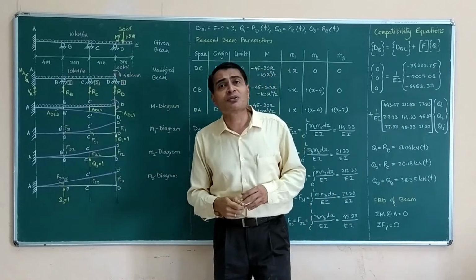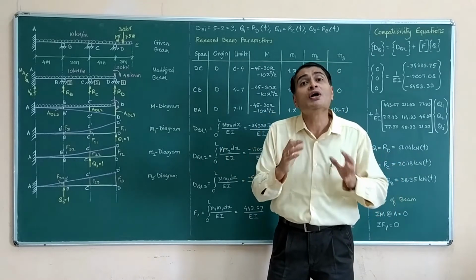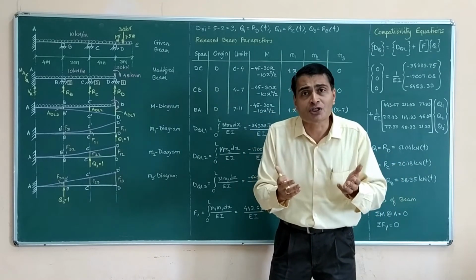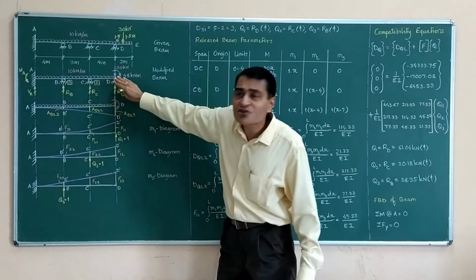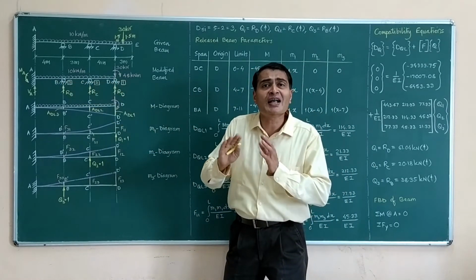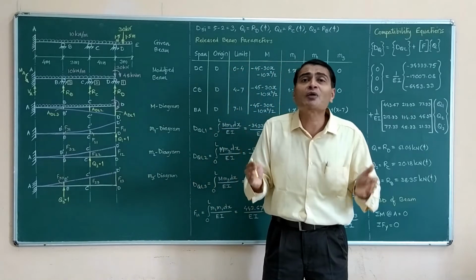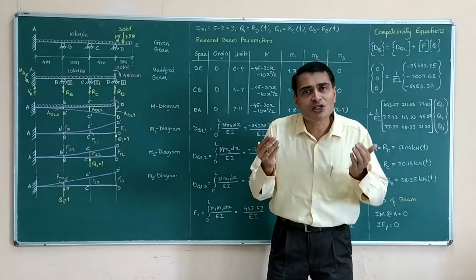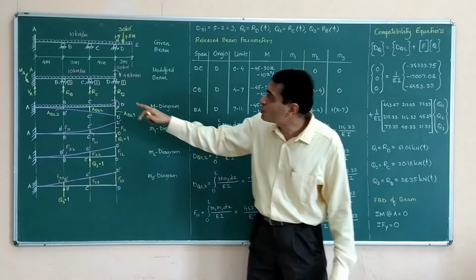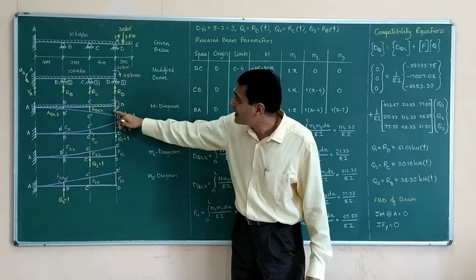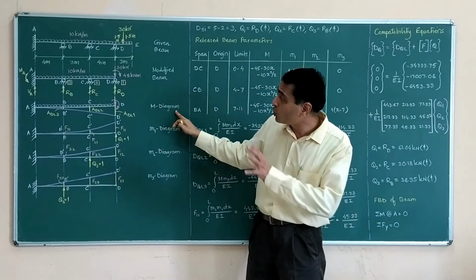This configuration I am resolving, I am splitting into a few determinate configurations. So first of all, I am removing roller supports B, C and D. So my indeterminate continuous beam is becoming a determinate cantilever beam as you are seeing in my M diagram. Observe.